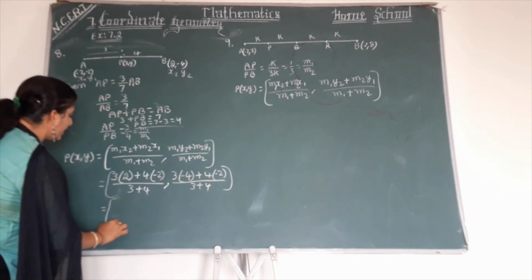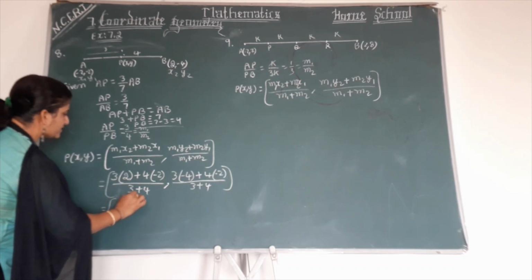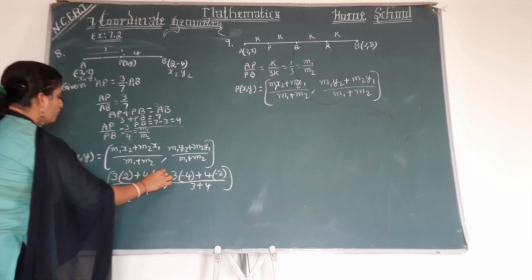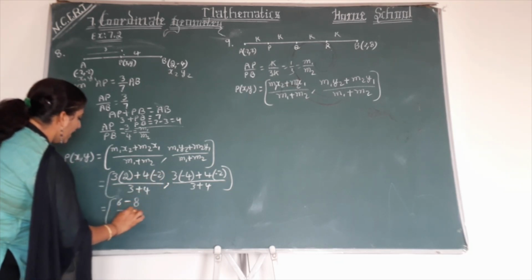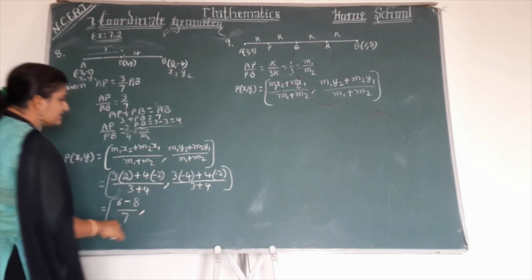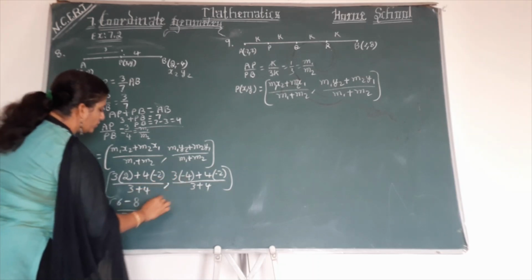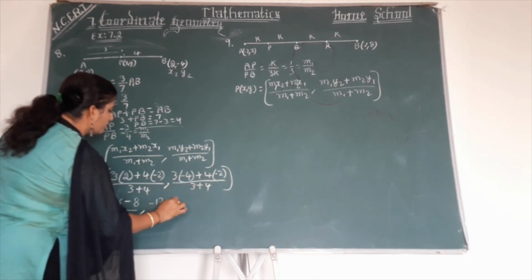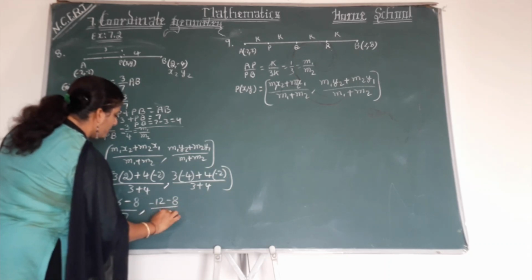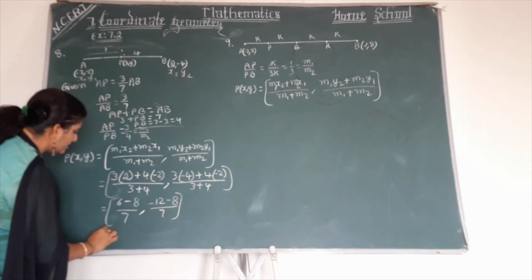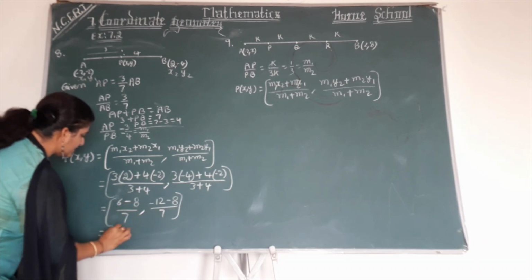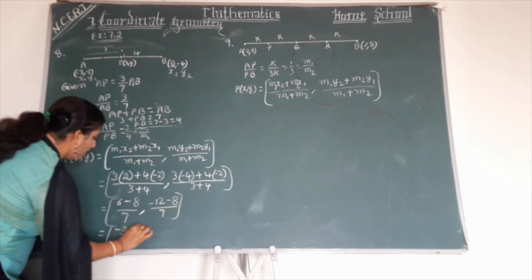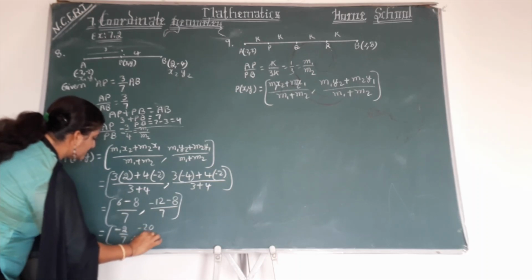Now look here children carefully. 3 2s are 6, minus 4. Minus into plus minus. 4 2s are 8, by 3 plus 4 will be 7. Minus 4 3s are 12, minus 4 2s are 8, by 7. This will be how much? 6 minus 8 will be minus 2 by 7, comma, minus 20 by 7.